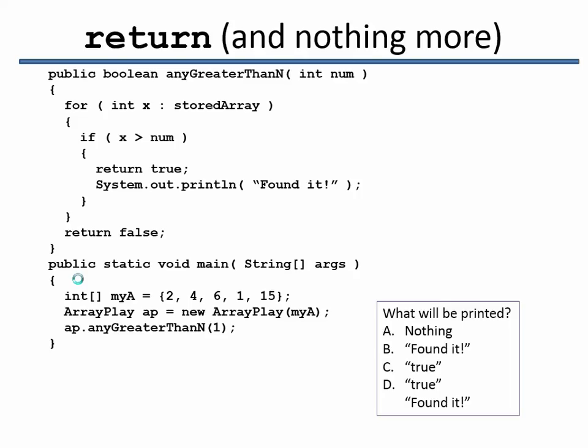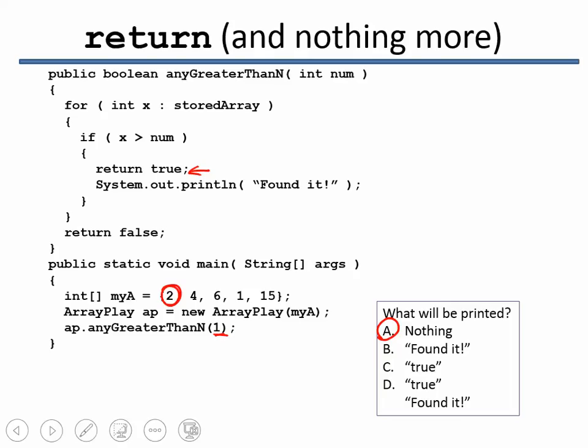Let's talk again about return. Take a second to answer this question. What if I run this method called any greater than n that we just wrote, but after the line return true, I say system.out.println found it. So what's going to be printed? Take a second. Okay. The answer is actually nothing. In fact, it's going to create an error. Because even though we are going to find an element that's greater than 1, right here, when we return, the method is over.